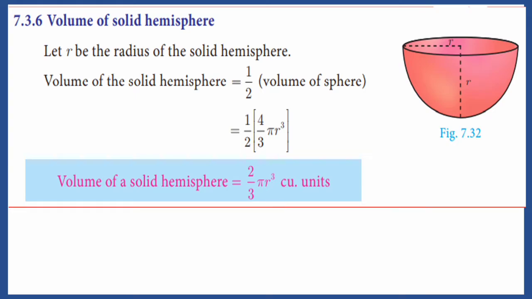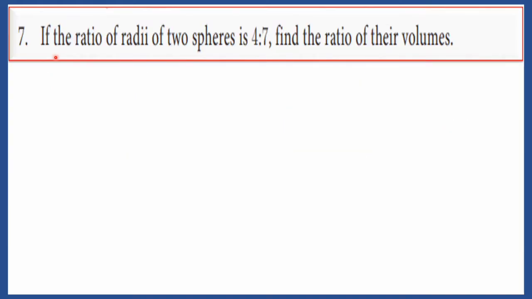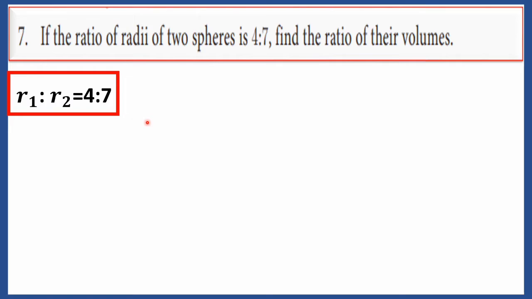Now let us solve some problems with this to master the concept. Seventh sum, most important 2-mark sum. If the ratio of radii of two spheres is 4:7, find the ratio of their volumes. What is given? Ratio of radii is given. Let us take radii as r1 and r2. So r1 is to r2 equal to 4:7.